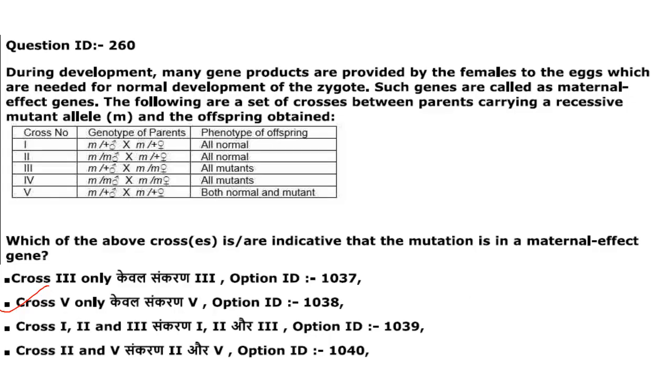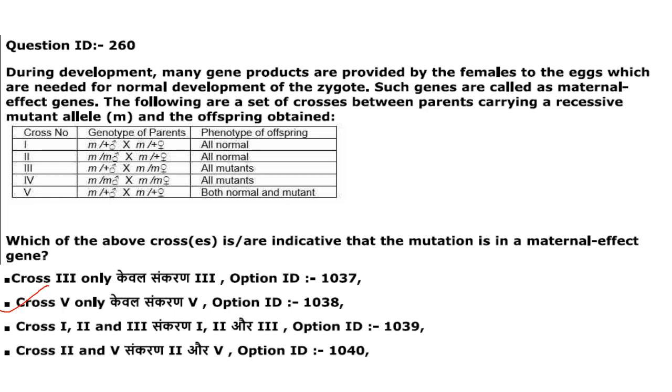Then next one. During development, many gene products are provided by the female to the eggs which are needed for normal development of the zygote. Such genes are called maternal effect genes. The following are a set of crosses between parents carrying a recessive mutant allele M and the offspring obtained. Which of the above crosses is or are indicative that the mutation is in a maternal effect gene?